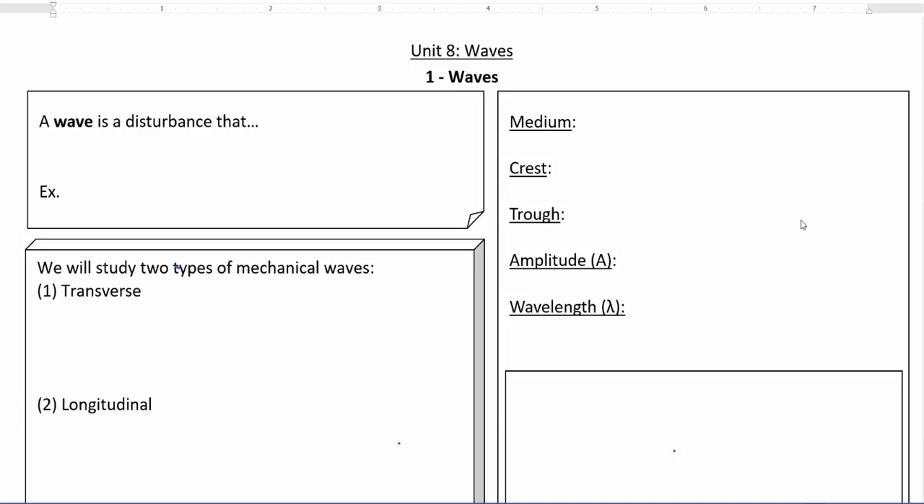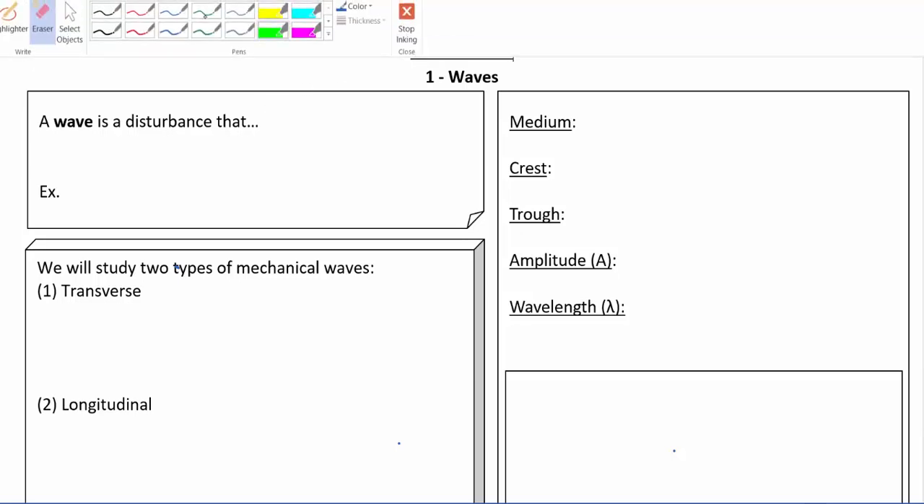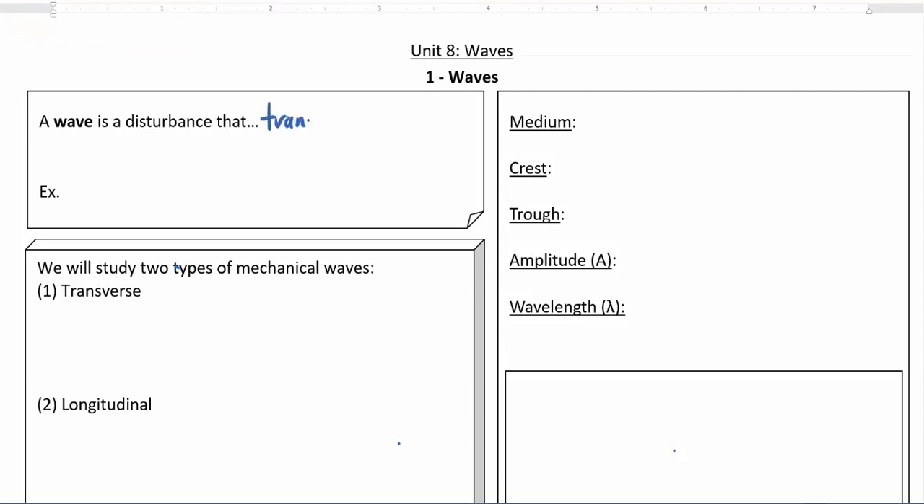So we're starting a new unit on waves and simple harmonic motion. And you probably have a pretty good idea what a wave is already, but in physics we have a specific definition of that. And so we say that a wave is a disturbance that transmits energy but not matter.